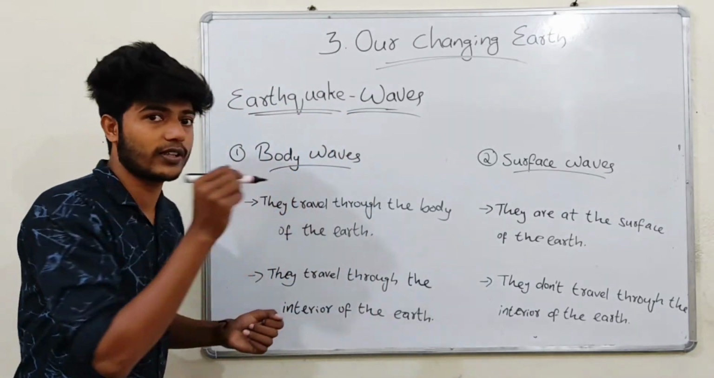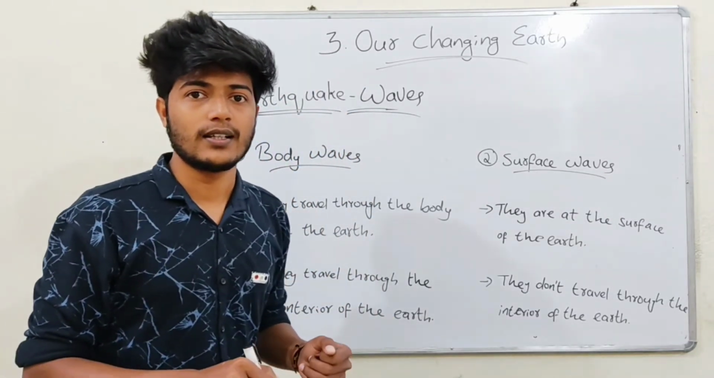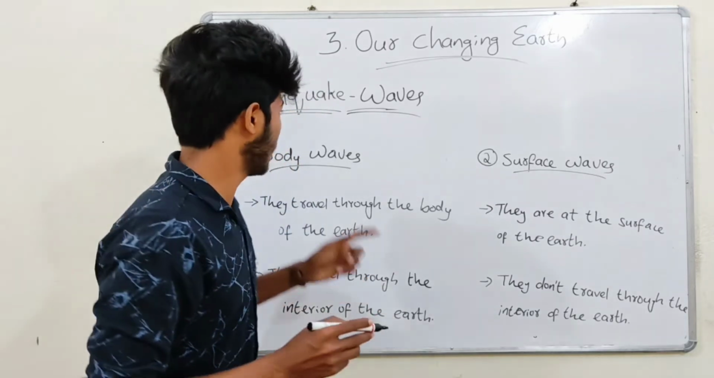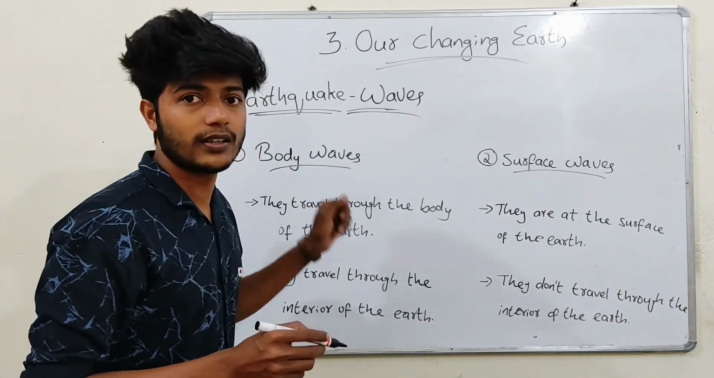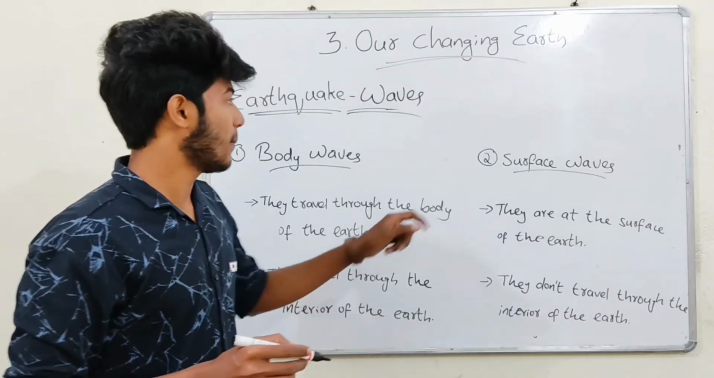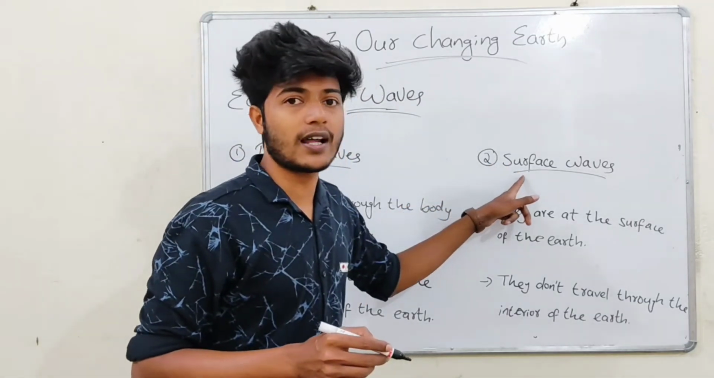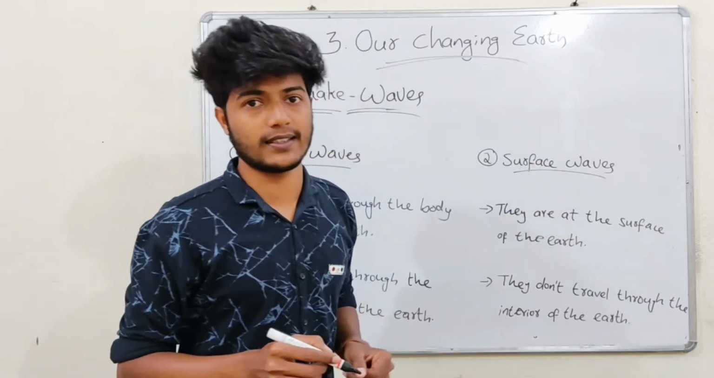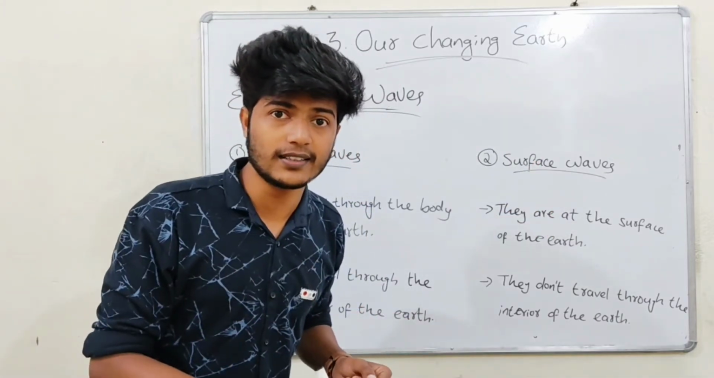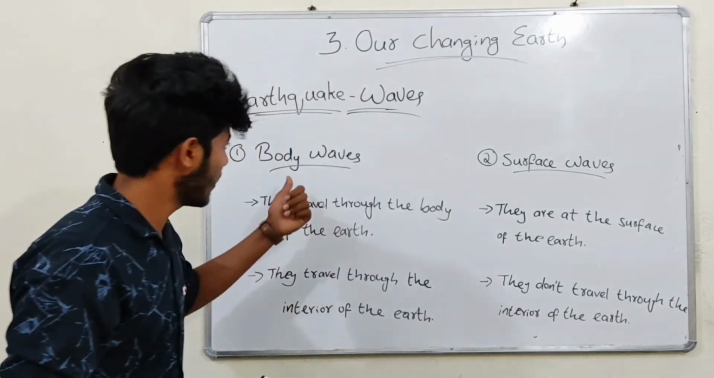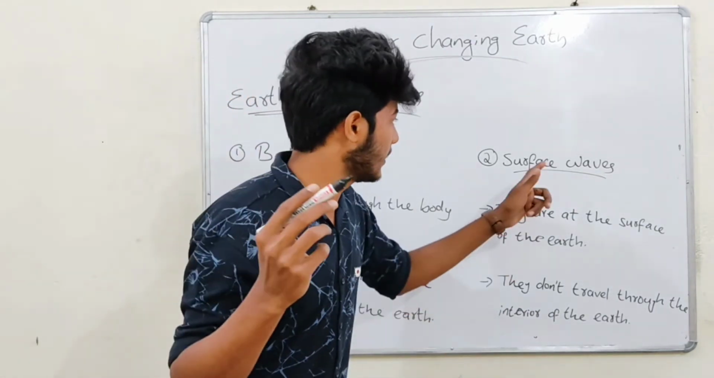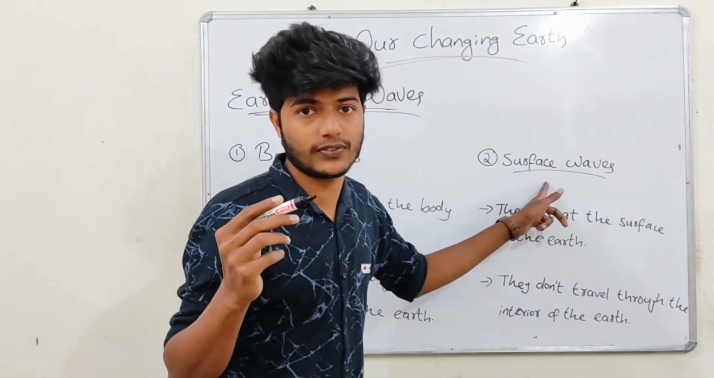Body waves are from the focus. The earthquake starts at the focus point and the body waves are from the focus point. But the surface waves are not from the focus point, they are near the epicenter. Focus is inside the earth, near the focus there are body waves. Epicenter is on the surface of the earth and near the epicenter there are the surface waves.